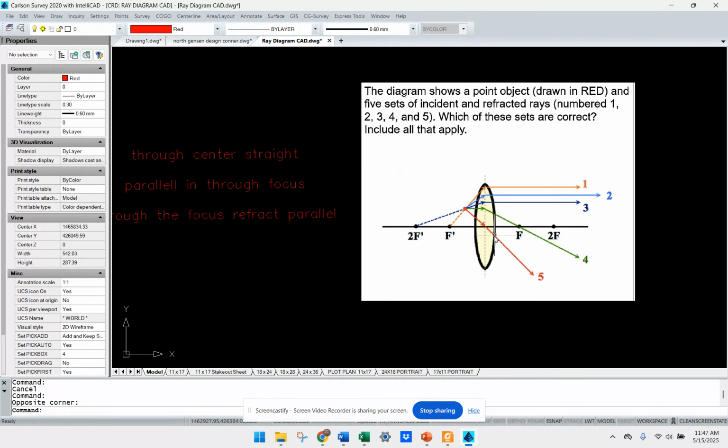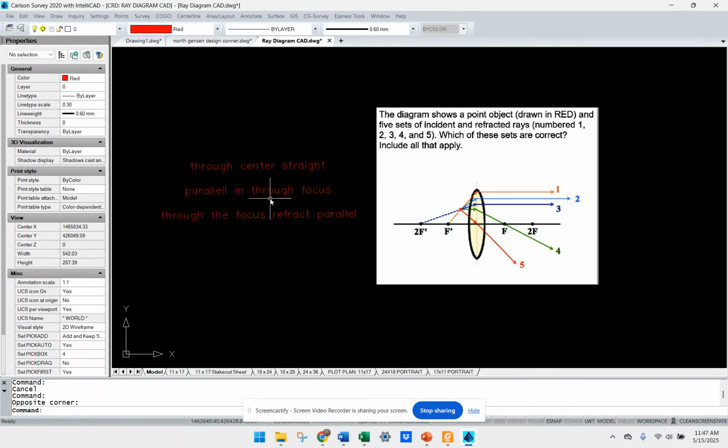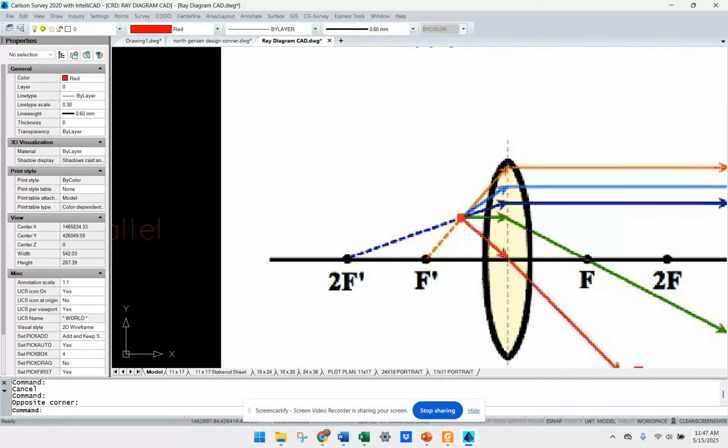So 5 would be true. 1 would be true because it's coming in through the focus. So look at 1. Although the line doesn't actually start down here and go through the focus, it's as if it went through the focus.